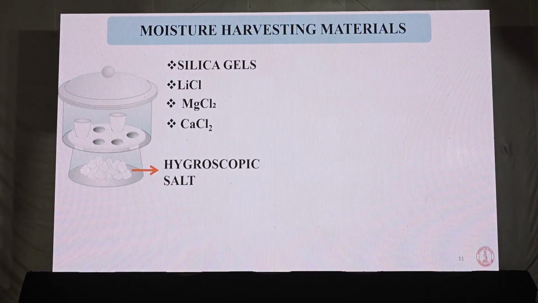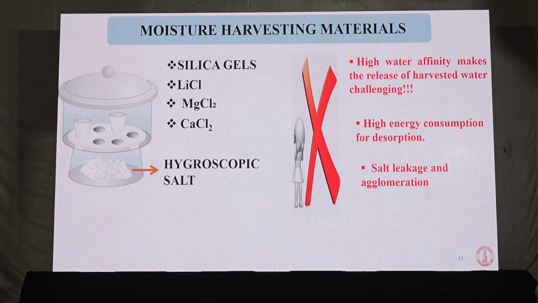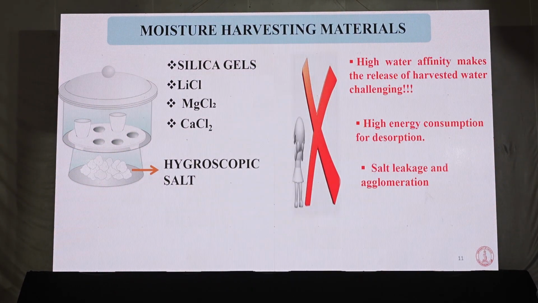And these are the conventional water harvesting materials that have been used. These have some limitations, like the high water affinity that makes the release of harvested water challenging, and high energy consumption for desorption. So here is the task: how to release the collected water from the material.